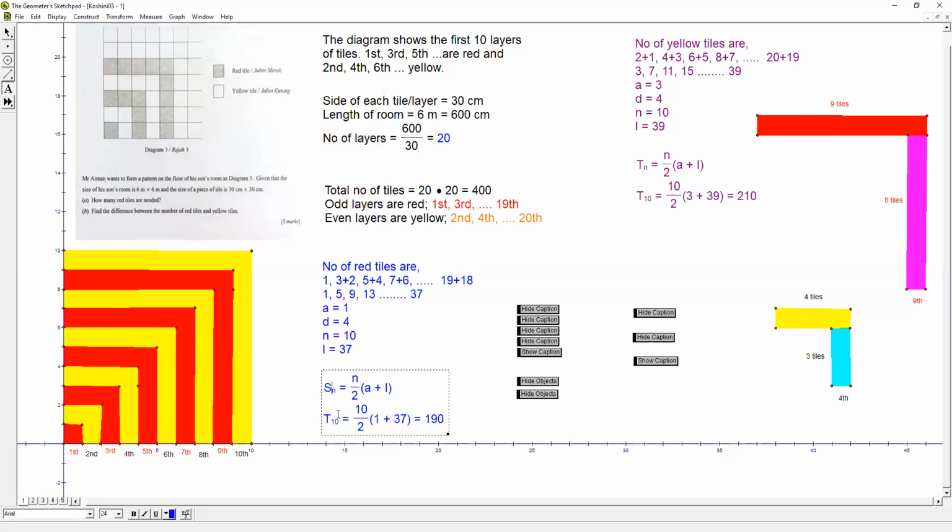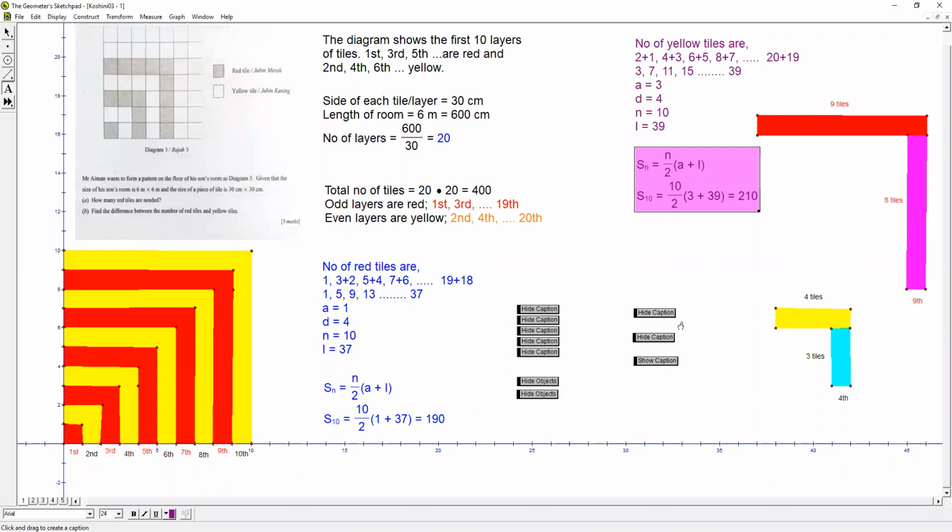I typed wrongly. This is Sn, okay? This is the formula for Sn: n over 2 into (a plus l). Thank you, Liu Ying. Typing mistake. Luckily, otherwise I talk nonsense. Okay, correct. It's Sn, the sum of all the layers.